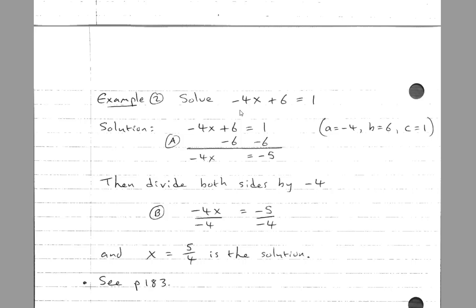Okay, another example. Solve -4x plus 6 equals 1. So this matches our template with a equals -4, b equals 6, c equals 1. First we worry about this 6, so we're going to subtract 6 from both sides. So these cancel, and here 1 minus 6 is -5.